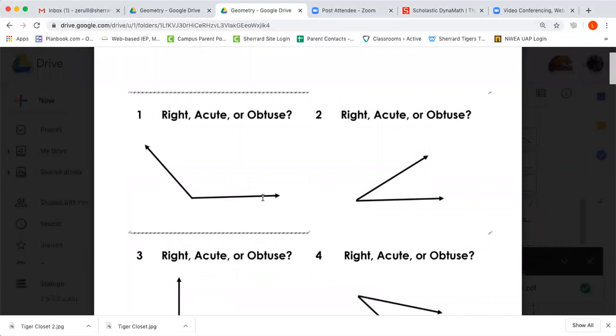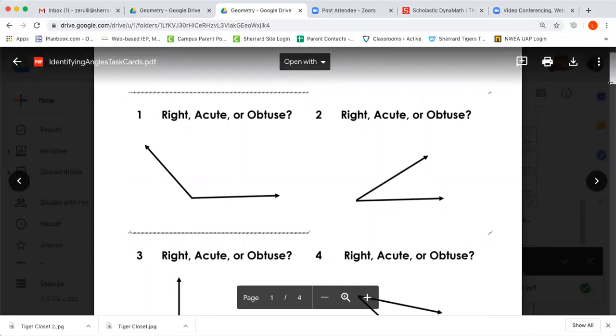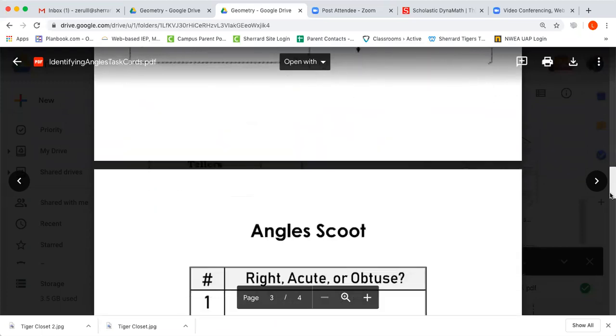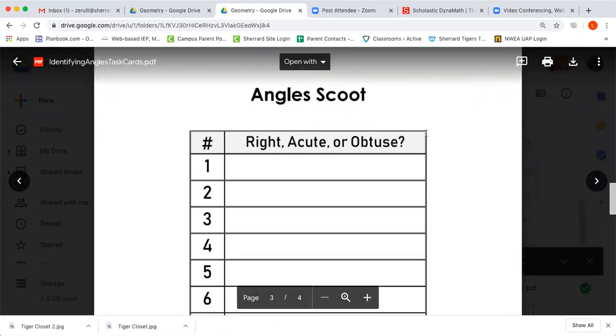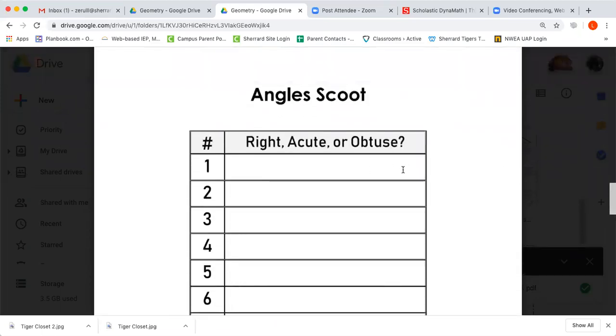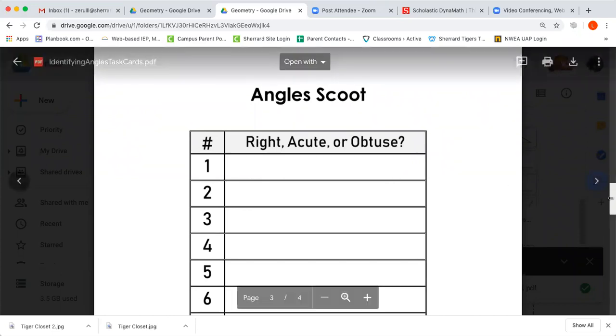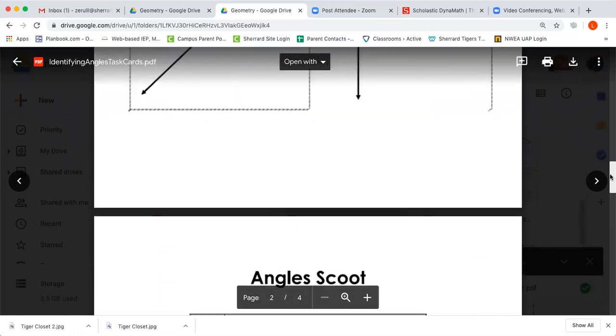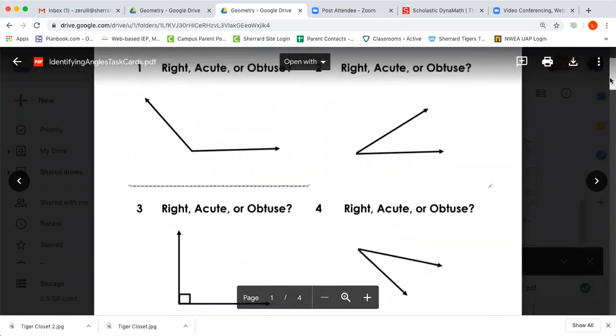Basically, you're going to look at that angle and you're going to decide, is it right, is it acute, or is it obtuse? Okay, so pretty easy, I think. So go through there, and that angle scoop page is where you can put your answers. If you prefer to put them underneath the angle, I'm okay with that too. That's totally fine. But get some practice with that.